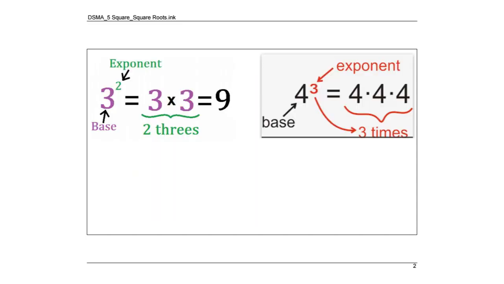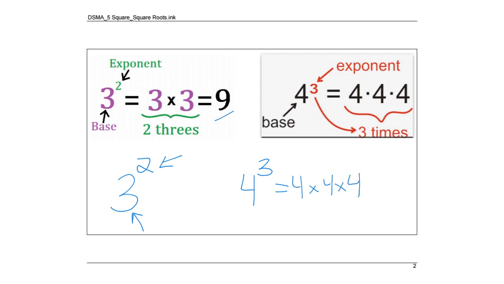Okay, so let's look at exponents first. If we have 3 squared, the 3 is what we call the base, and the 2 is the exponent. What this means is we're going to multiply 3 times 3. So we're going to have two 3s, and that would give us 9. If we had 4 raised to the third power, we're going to have three 4s: 4 times 4 times 4, and that would give us 64. Now, of course, you can put these in your calculator as well.